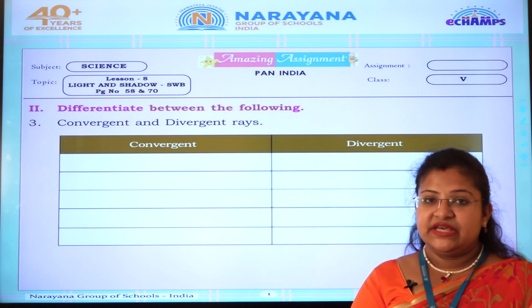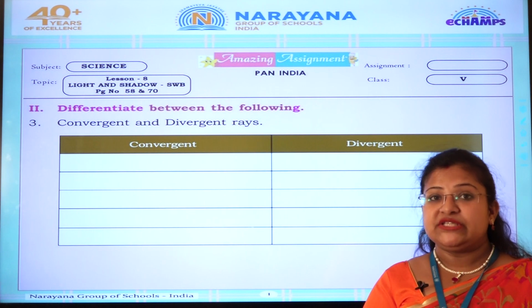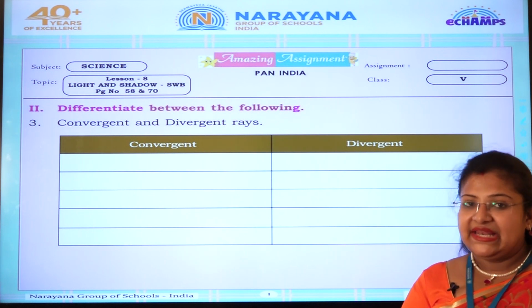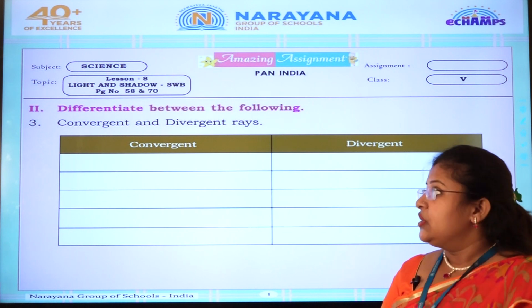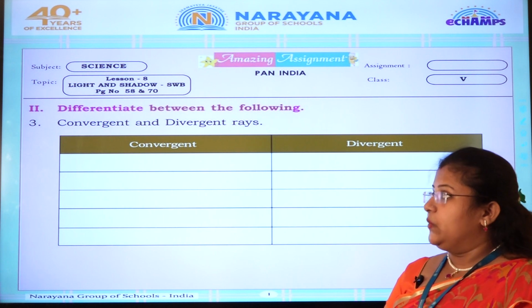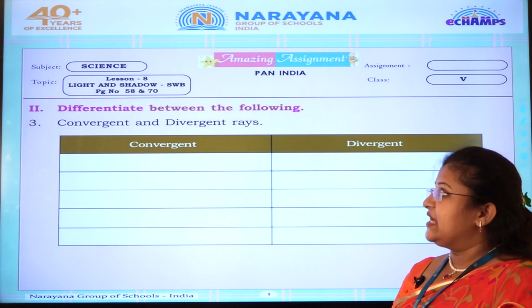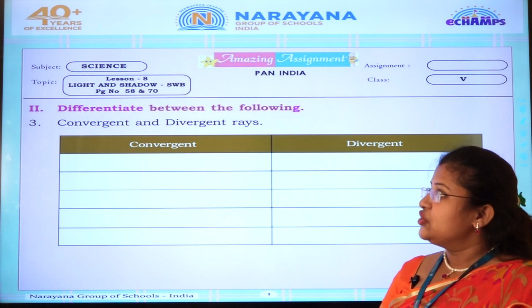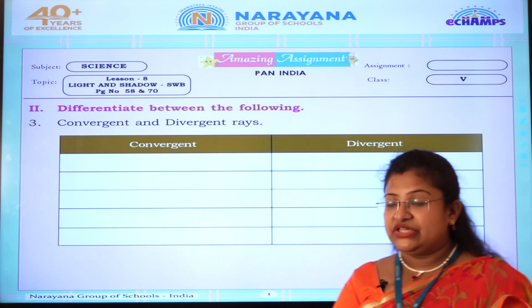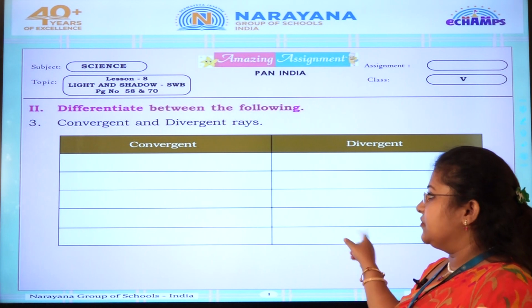Lesson number 8, light and shadow, from your Sadhana workbook, pages 58 to 70. Let us solve this assignment. First one, differentiate between the following: convergent and divergent rays. So we have to differentiate between convergent and divergent rays. We will see the picture first.